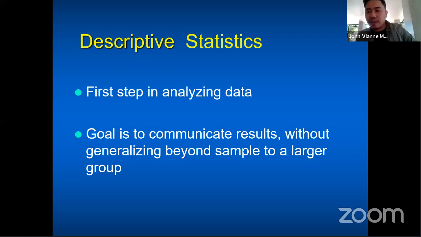So for example, if we wanted to know the distribution of certified public accountants in a survey, if we wanted to determine the distribution of respondents according to sex, according to age, according to years of experience, according to educational attainment, it's possible.